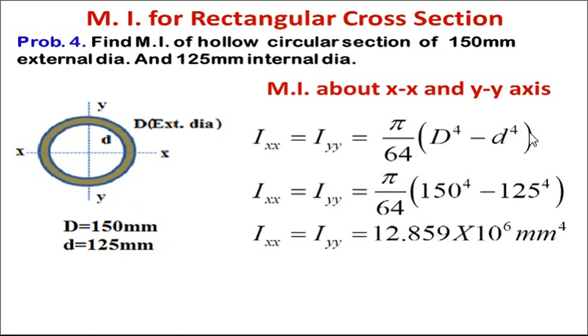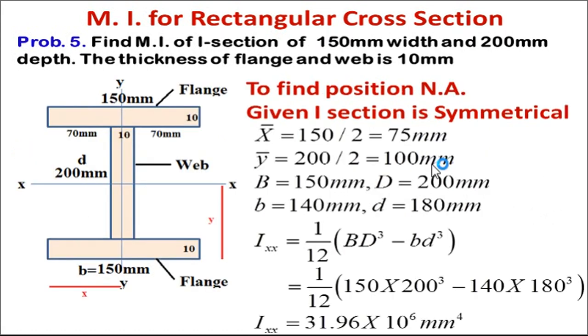So capital D is 150, small d is 125. If you do the calculation, you will get Ixx and Iyy both the same, 12.859 into 10 to power 6 mm raised to 4. Everywhere I have written the dimensions in mm. Sometimes this may be given in centimeter, so your answer will be in centimeter raised to 4. If it is in meter, your answer will be meter raised to 4. But see that all the terms should have the same unit. Then and only then you will get the correct answer.